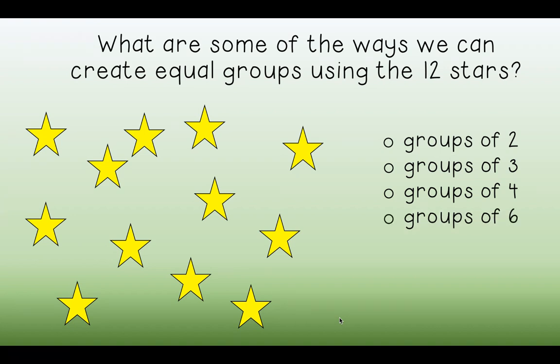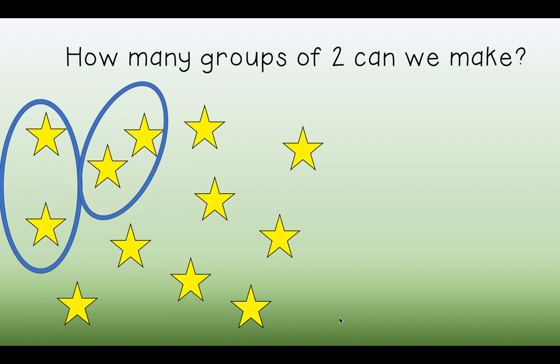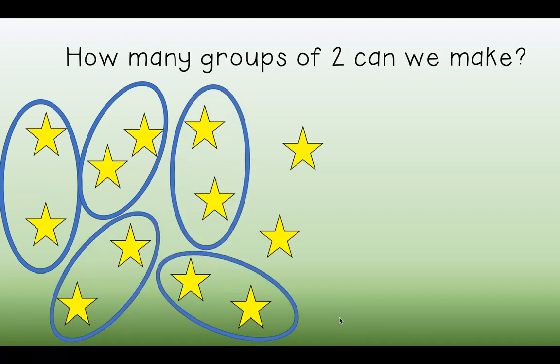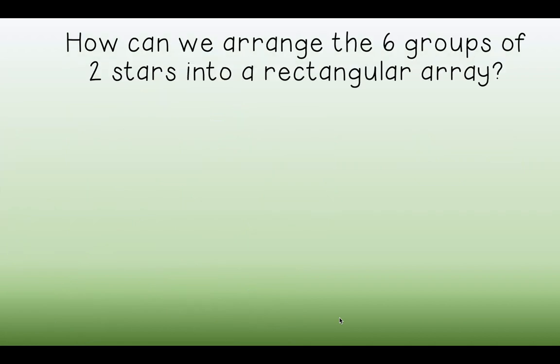So that means you could do 2 in each group, or 3 in each group, or 4 in each group, or 6 in each group. But let's use groups of 2 for now. So how many groups of 2 can we make? Well, let's try. We have 1, 2, 3, 4, 5, 6. So we made 6 groups of 2.